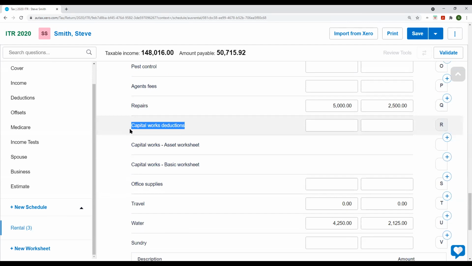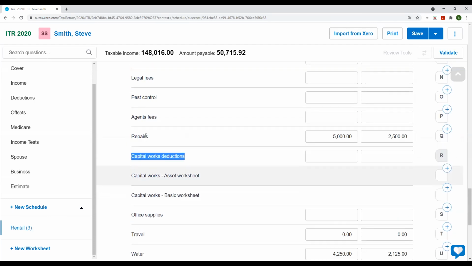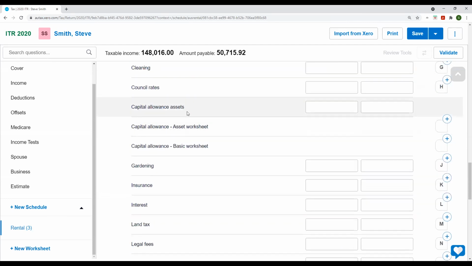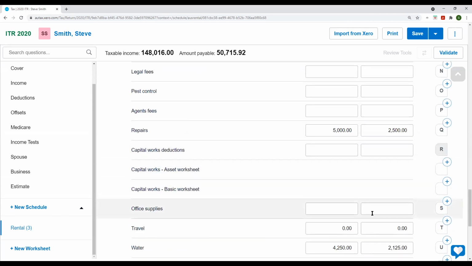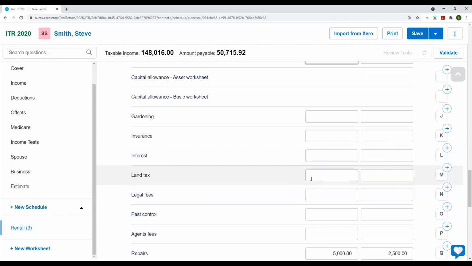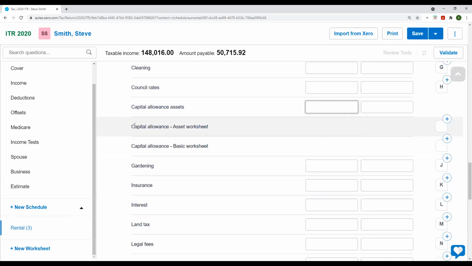Capital work deduction means the actual building and roof. What is a capital asset? Allowance assets mean anything attached, such as fixtures and fittings like an air conditioner. So all the asset depreciation and all the building depreciation you're going to enter here, right? There are two ways you can enter it: one through the asset worksheet, the other through the asset basic worksheet.